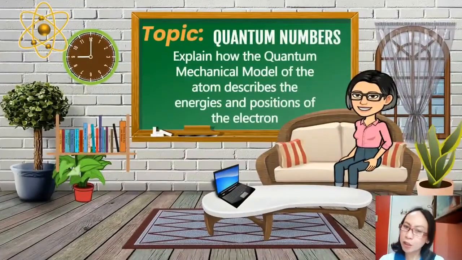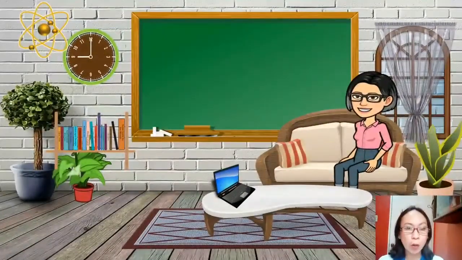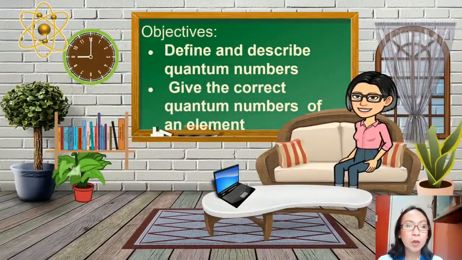Next, let's go to our topic. Our topic for today is about quantum numbers. So our goal is to explain how the quantum mechanical model of the atom describes the energies and positions of the electron. Okay. Take note of our objective for today, which is to define and describe quantum numbers, and you should be able to give the correct quantum numbers of an element. Okay.